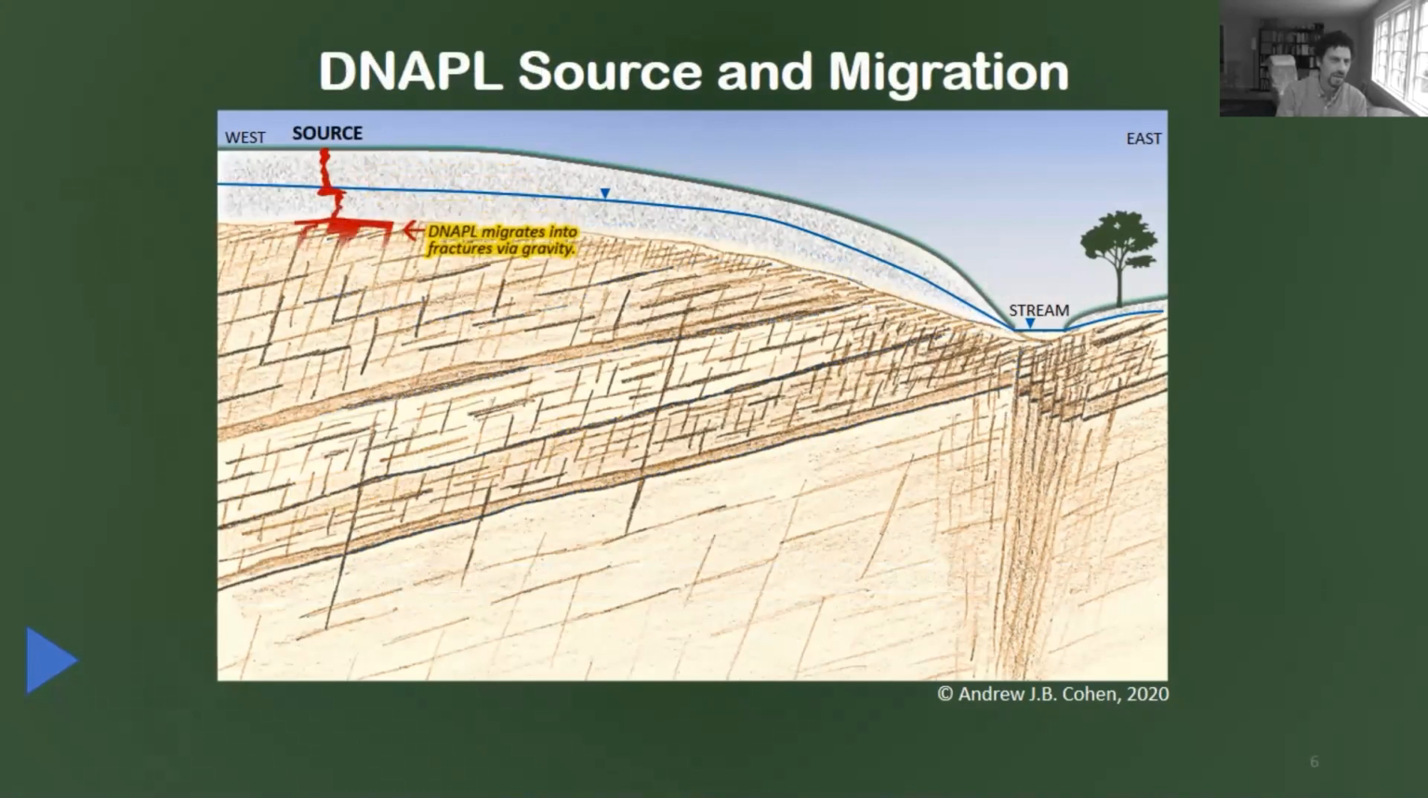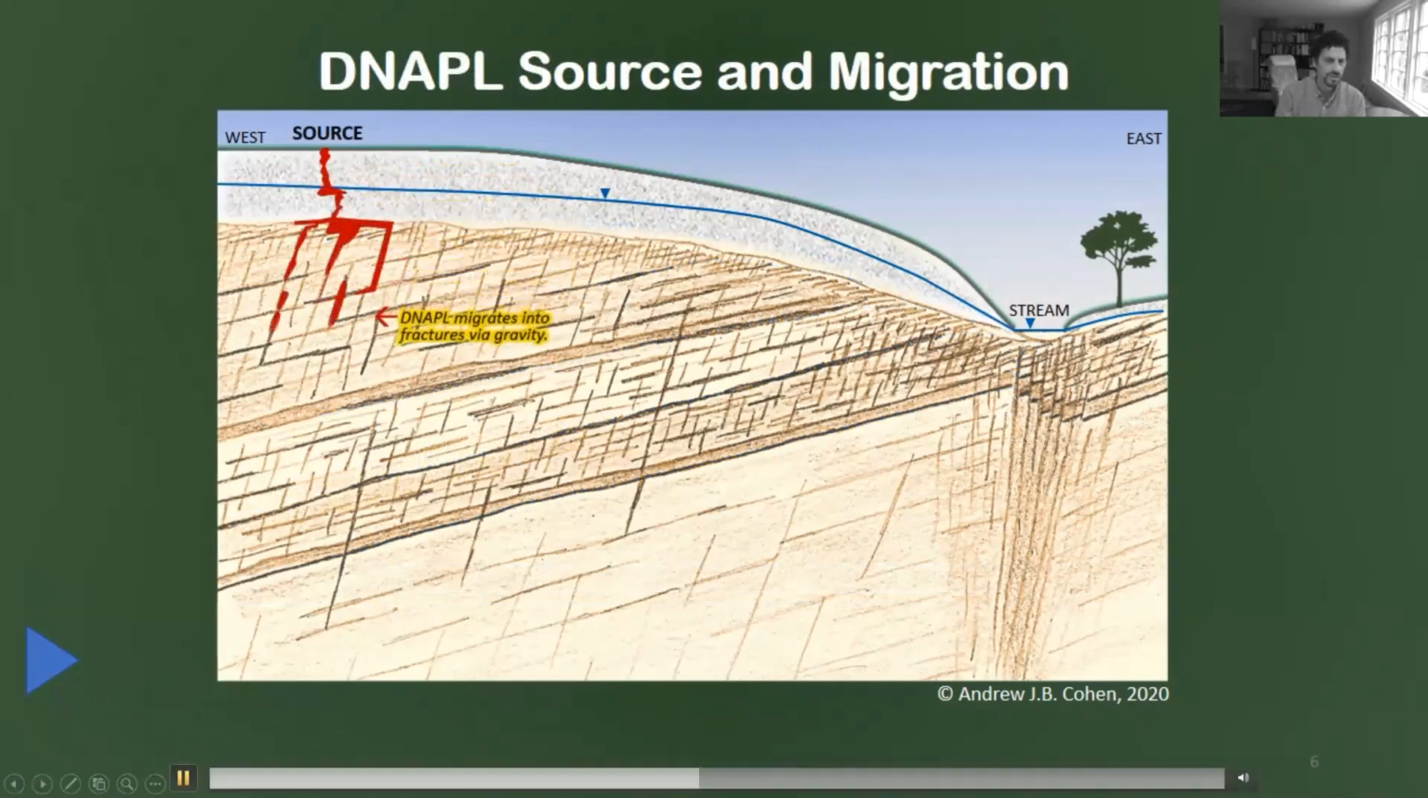So now at the top here, we've got a source. I'll pause it a little bit. So here's our DNAPL source, our dense non-aqueous phase liquid source. It's heavier than water. It makes its way beneath the water table and into the fractured network.